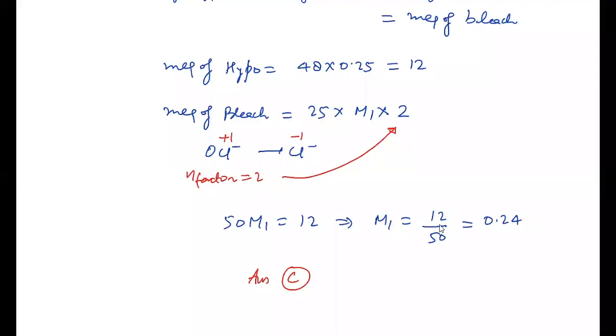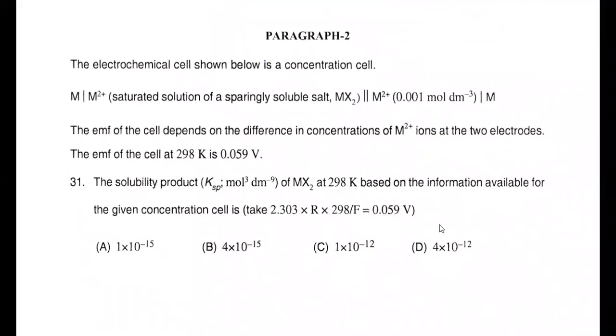So next question is question number 31. And 31 is given: the electrochemical cell shown below is a concentration cell. M, M2 plus saturated solution of sparingly soluble salt MX2. Another part is M2 plus 2M. The EMF of the cell depends on the difference of the concentration of M2 plus ion in the two electrodes. And the question asked is: the solubility product KSP for MX2 based on the information available in the given concentration cell is.